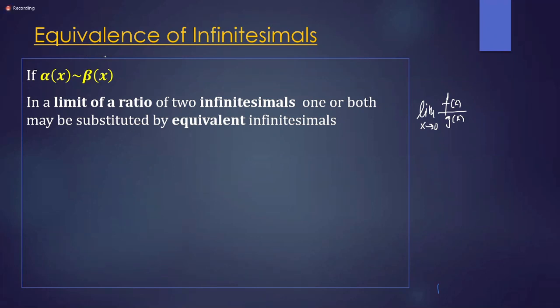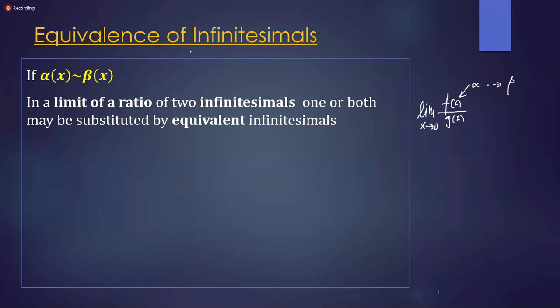I can replace them by the functions where they are equivalent. So, for example, if this is alpha, then instead of alpha, I can actually write beta, the other function to which it is equivalent. Why do we need to do this? If we know some equivalent functions that simplify the situation, then we can find the limit quite easily.